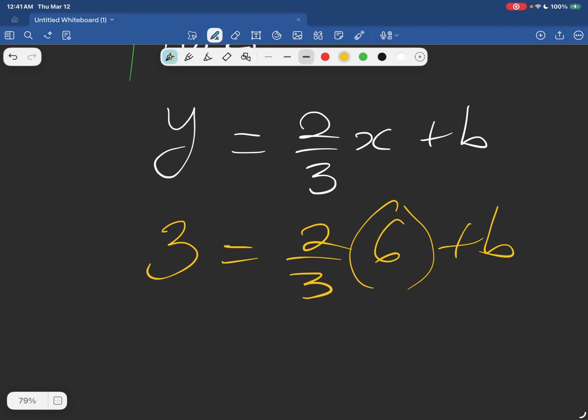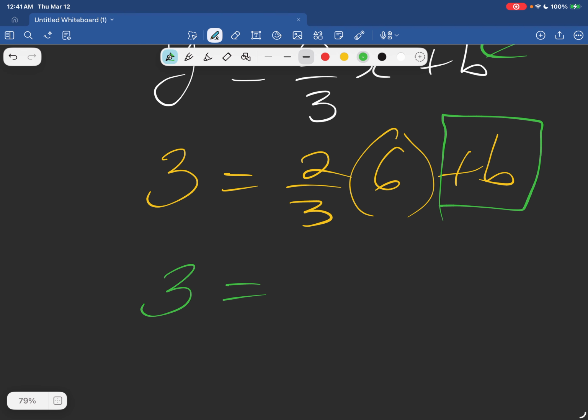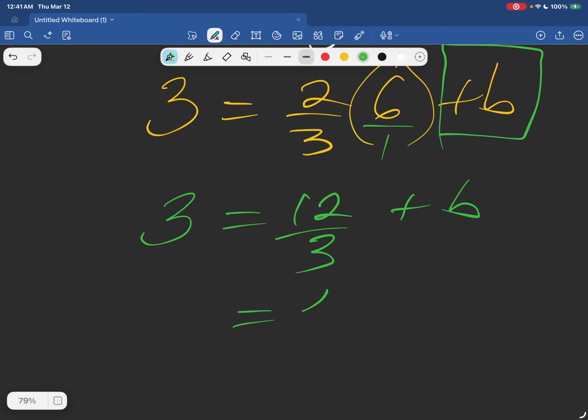Now all we need to do is isolate b, and we would have found the y-intercept. Then we are going to plug it back into this equation to complete the process. Let's go ahead and do that. 2 times 6, we can put a 1 underneath the 6 to avoid any confusion. 2 times 6 gives 12 over 3 times 1 is 3, plus b. Work out 12 divided by 3, we get 4. So 3 is equal to 4 plus b.